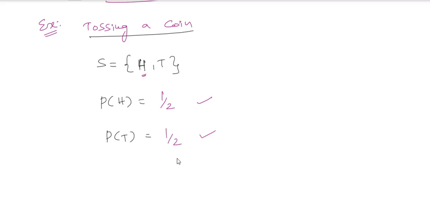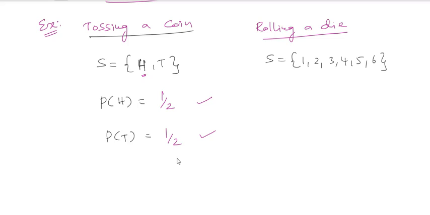Likewise, you can take many more examples. Rolling a die is another example. If I roll a die, what is the sample space? You will have 1, 2, 3, 4, 5, 6. Out of these, what is the probability of getting 1, and what is the probability of getting 3? These are all simple events. What is the probability of getting 5, and what is the probability of getting 6?